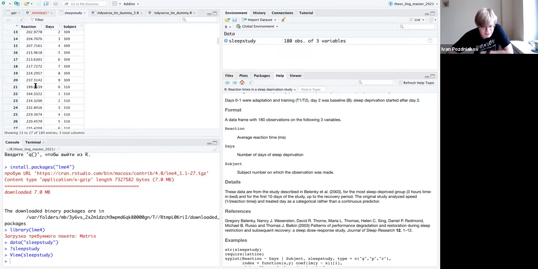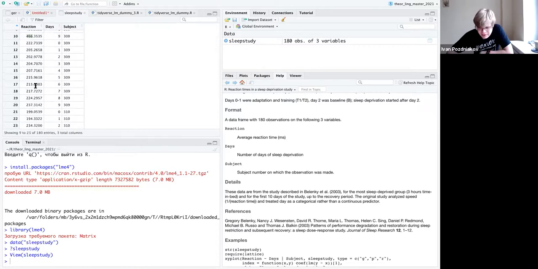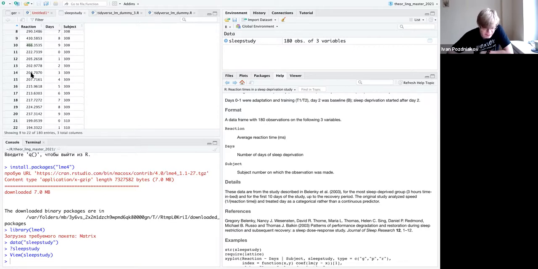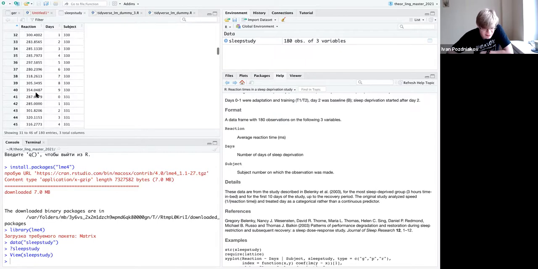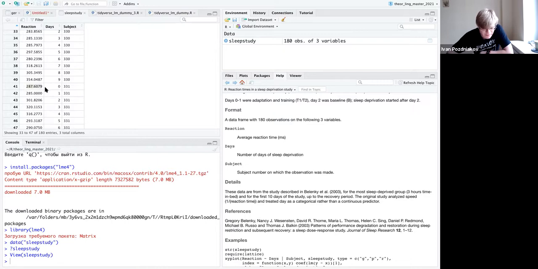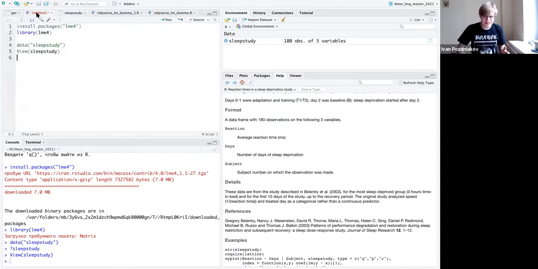And of course, you can see that different subjects start with different baselines. For example, someone is faster in general, someone is slower in the beginning of the study. So we have not only this tendency of reaction time to increase, but also some inter-individual differences that can be accounted for in the model.